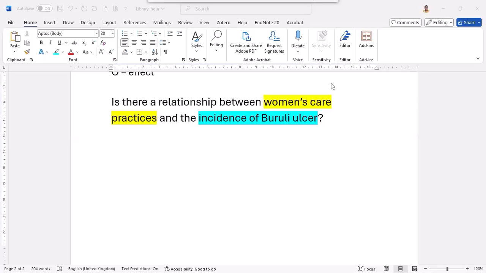Okay, Osborne, your hand is up. Please speak up. Oh, it's Jessica. Yes. Since the incidence rate is the new cases that are now coming up, the care practices can help reduce the incidence rate or prevent the Buruli ulcer from even emerging, since the care practices are the things that the women will put in place to prevent the disease. So yes, they are related.